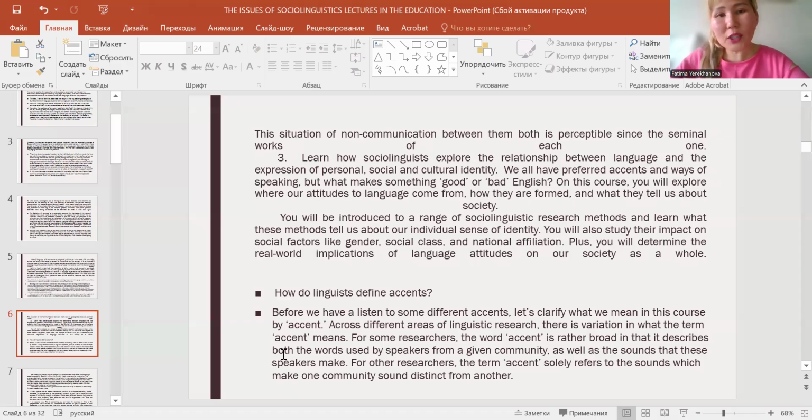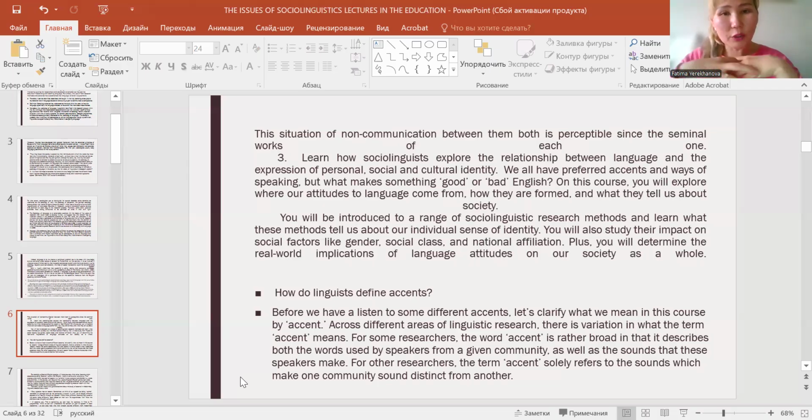Across different areas of linguistic research, there is variation in what the term accent means. For some researchers, the word accent is rather broad in that it describes both the words used by speakers from a given community, as well as the sounds that these speakers make, so how we pronounce the word. And this is also very interesting.